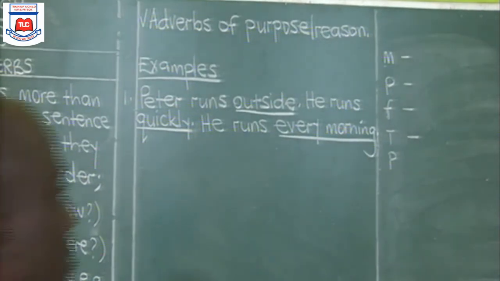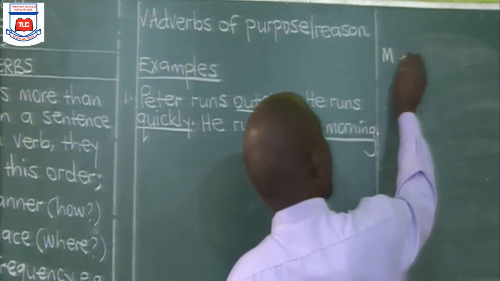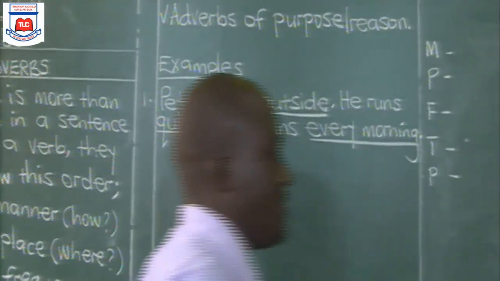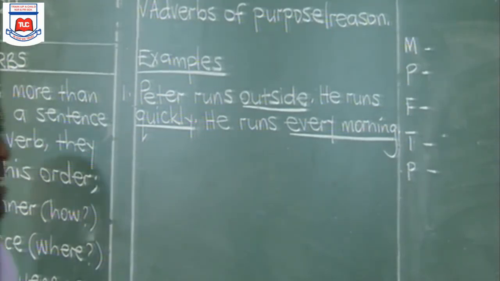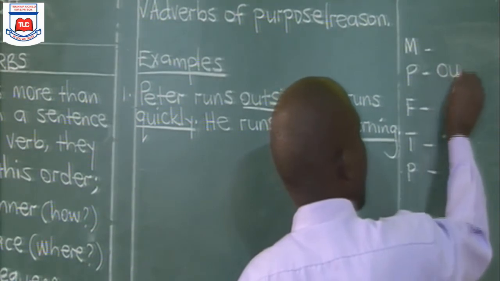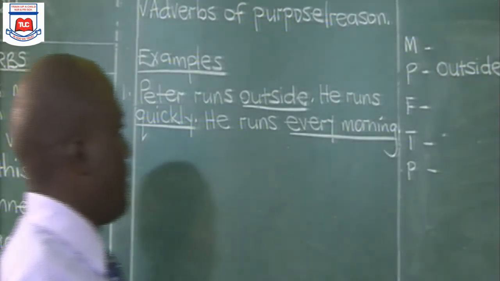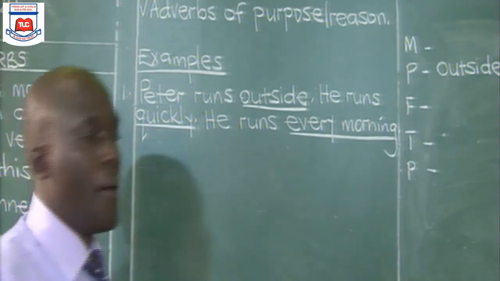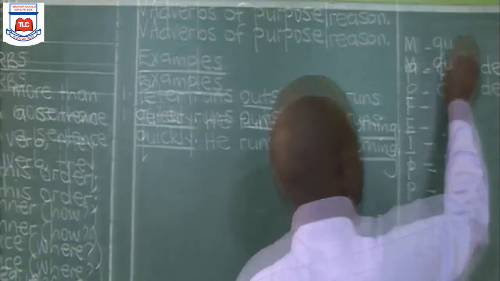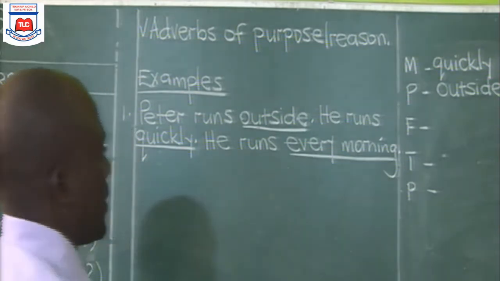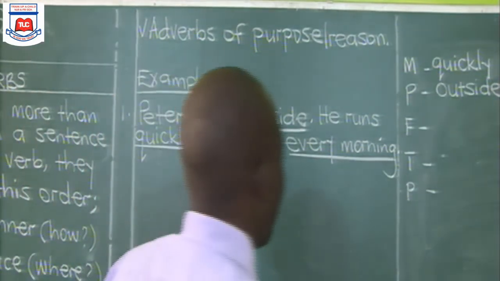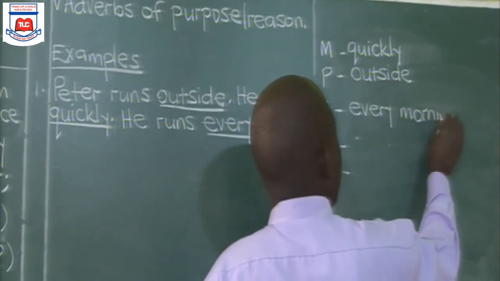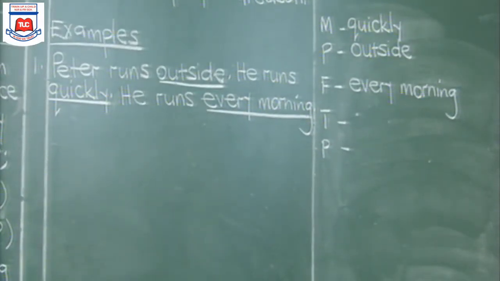Okay? So we have manner coming first, then place, frequency, time, and purpose. Let us identify these adverbs. We have outside. Which type of adverb is that? That is adverb of place. So you come and put here outside. Then you move to quickly. How? This one is answering the question: how does Peter run? He runs quickly. So quickly becomes an adverb of manner. We put it there. Next, he runs every morning. This is frequency. How often does he do it? Every morning. So this becomes frequency. Having done that, you have now arranged those adverbs in their order.